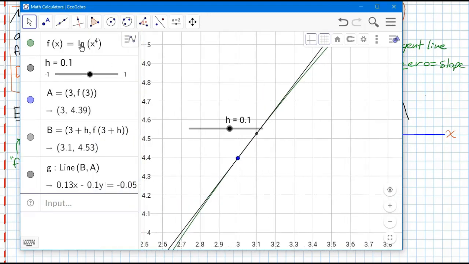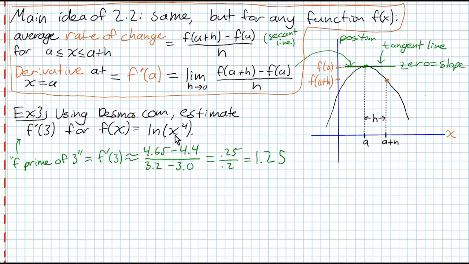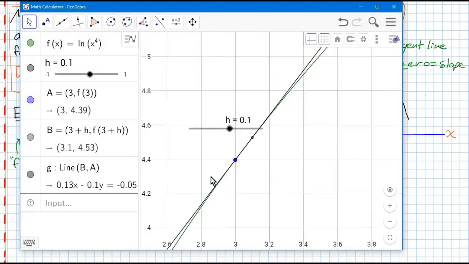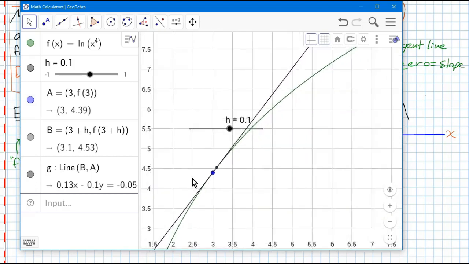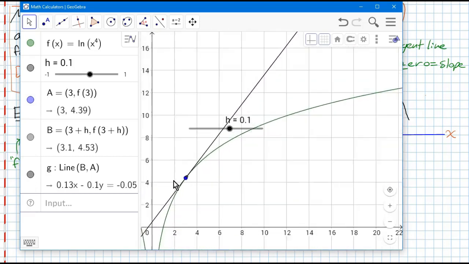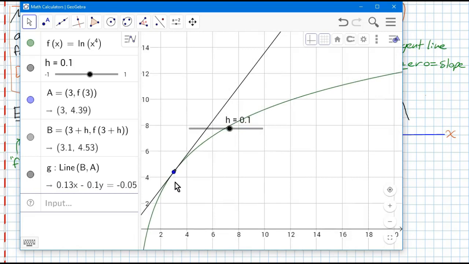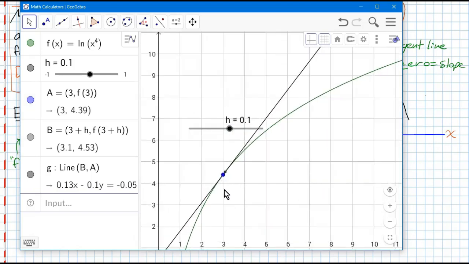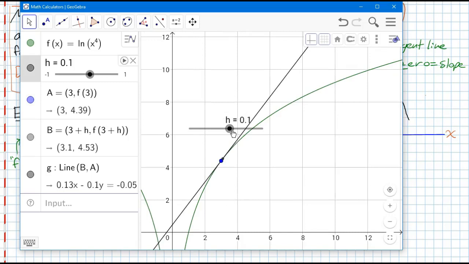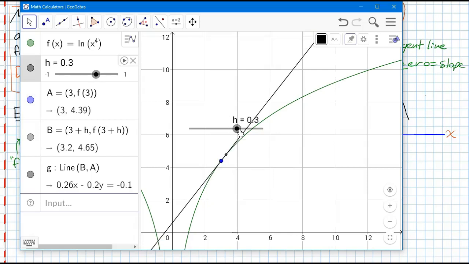Here's the function, natural log of x to the fourth. Let me zoom out again so you can see what the whole thing looks like. So the green curve is natural log of x to the fourth. And then I did a bunch of other fancy stuff you can ignore in order to set up this idea of the secant line, just because I think it's good to have a picture of this. So I set up an equation for a secant line between these 2 points. The blue one here is at 3, f of 3.